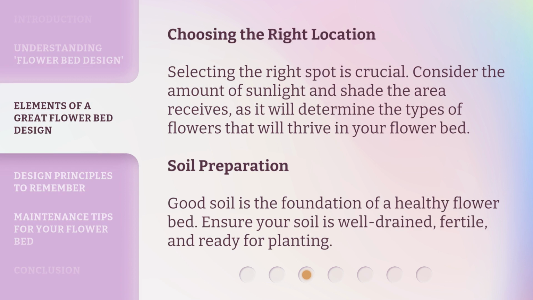Choosing the right location. Selecting the right spot is crucial. Consider the amount of sunlight and shade the area receives, as it will determine the types of flowers that will thrive in your flower bed. Soil preparation. Good soil is the foundation of a healthy flower bed. Ensure your soil is well drained, fertile, and ready for planting.